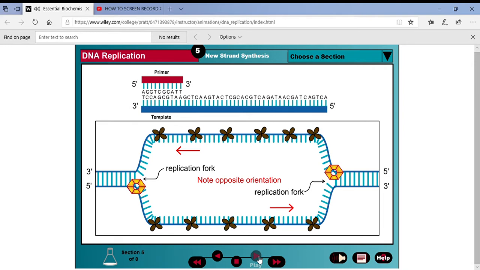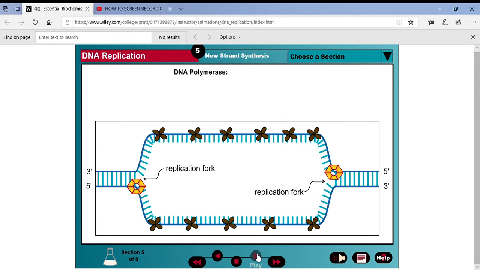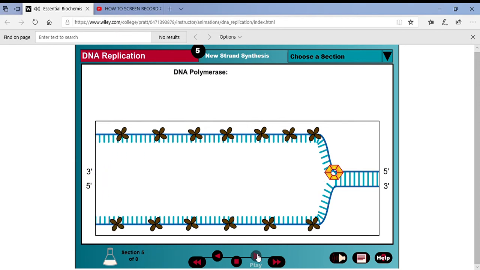DNA polymerase can only read in a certain direction. It can read the 3' end to the 5' end of the parent strand, just like you can only read from left to right, not right to left or bottom to top. Polymerase can only read from 3' to 5' and can only make from 5' to 3'. Why does that matter? We'll see in a second. DNA polymerase cannot begin from scratch. That's why we need a primer.